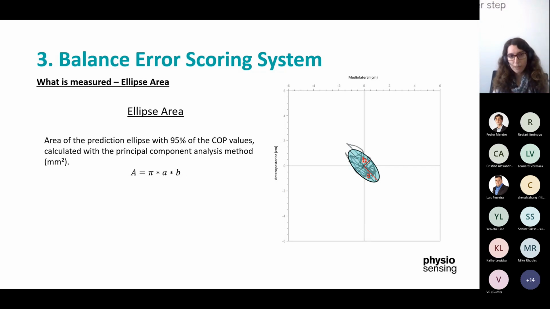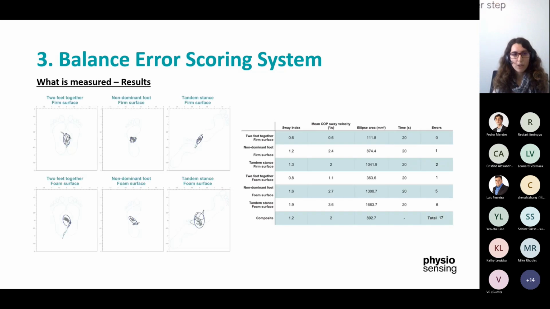So given all this information, let's have a look at the report again. All these values are presented for each condition here in the table, for each of the 6 conditions of the balance error scoring system. And we also have here the composite, which is the average of the 6 conditions. We also have here the test time, which is the duration of the test, and in case the patient falls, it will indicate the time until the fall has occurred.